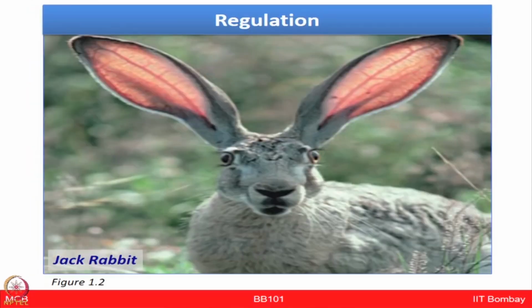Now, let us look at the jackrabbit, which illustrates regulation, how the blood flow is regulated in the blood vessels, and even the ear in this case helps to maintain a constant body temperature. When the rabbit is running fast, it generates a lot of heat. So, now the ears exchange heat with the surrounding air and try to maintain the body temperature.